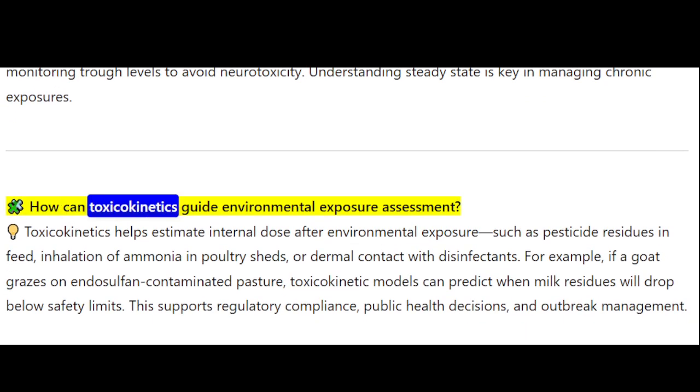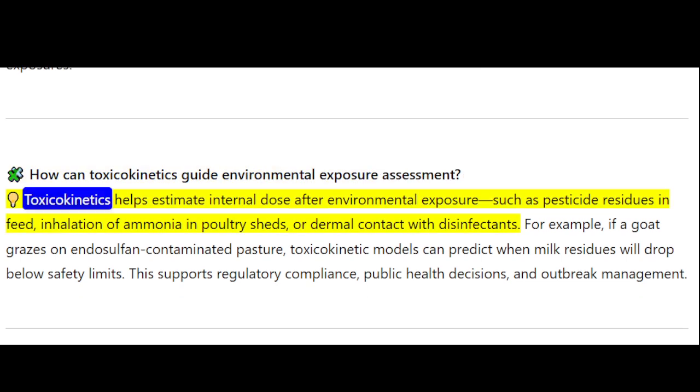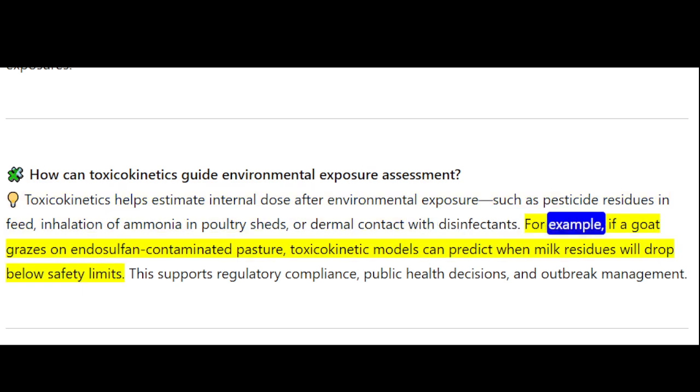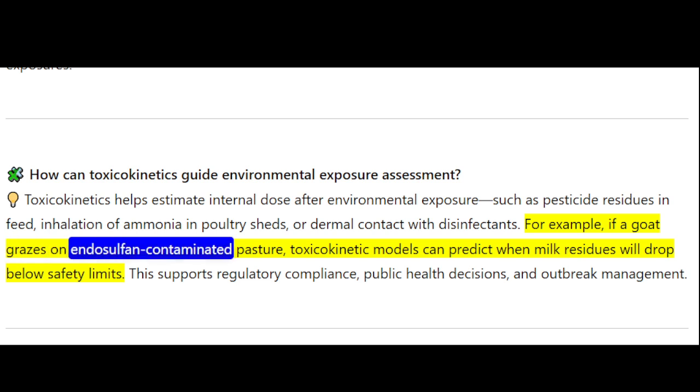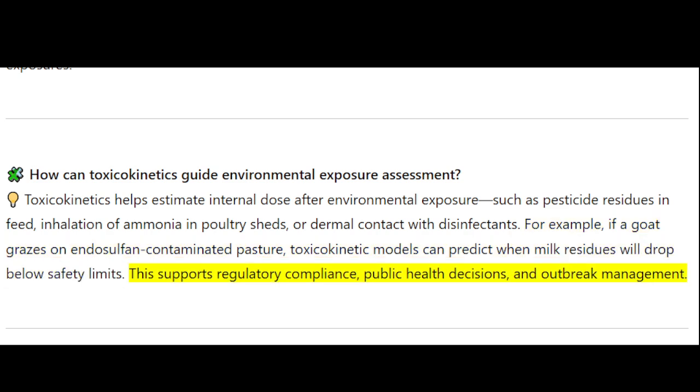How can toxicokinetics guide environmental exposure assessment? Toxicokinetics helps estimate internal dose after environmental exposure such as pesticide residues in feed, inhalation of ammonia in poultry sheds, or dermal contact with disinfectants. For example, if a goat grazes on endosulfan-contaminated pasture, toxicokinetic models can predict when milk residues will drop below safety limits. This supports regulatory compliance, public health decisions, and outbreak management.